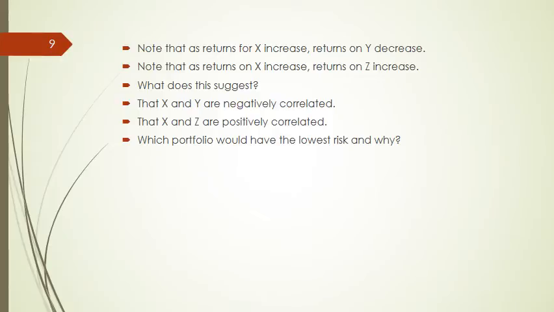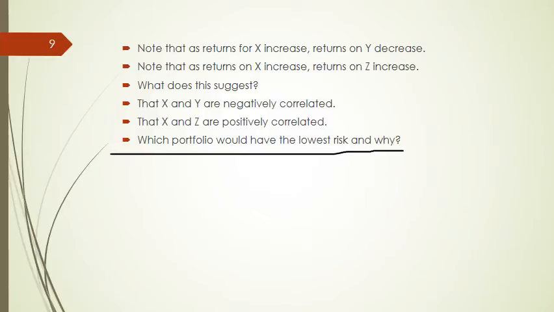Although I've already mentioned it in passing, on this slide we can say that assets X and Y are negatively correlated because they move in opposite directions, whereas assets X and Z are positively correlated because they move in the same direction. And we've already answered this.